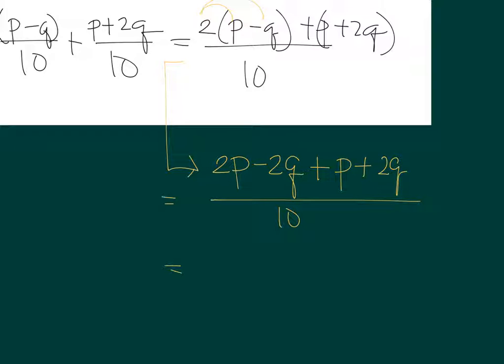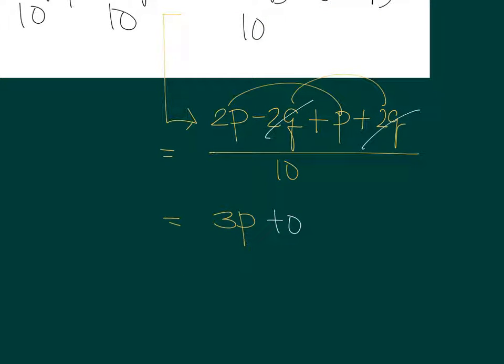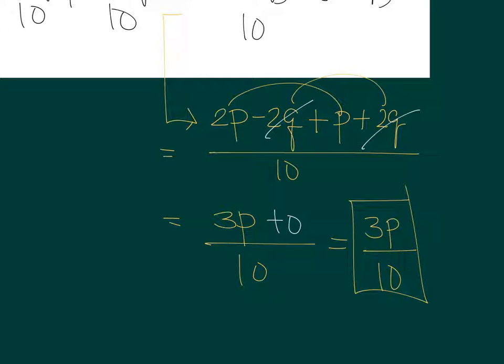So this will be 2p and p. So look at the like terms. So 2p plus p is 3p. Minus 2q plus 2q, they're exactly opposite, so they will be 0. Okay. So that's plus 0, and then over 10. And then 3p plus 0 is basically 3p. So you have 3p over 10 as your final answer.